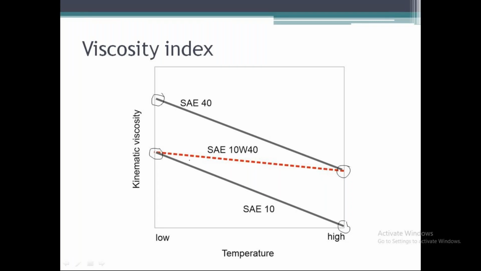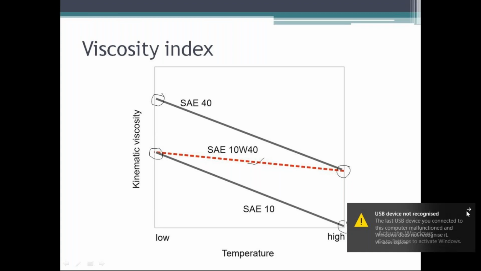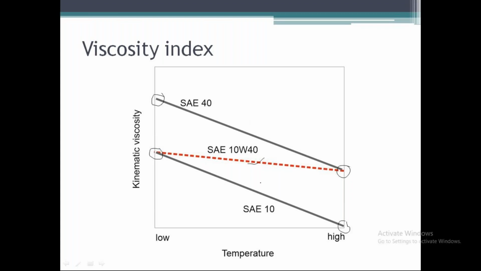If you use a combination of SAE 10 and 40 to make a multi-grade oil, you can have a better lubricant here. The dotted line shows SAE 10W40. That means this has a higher viscosity index compared to SAE 40 as well as SAE 10. I repeat, SAE stands for Society of Automobile Engineers. These are the gradings for that. So better than 40 or better than 10, it will be good for the engine if you put SAE 10W40 here.